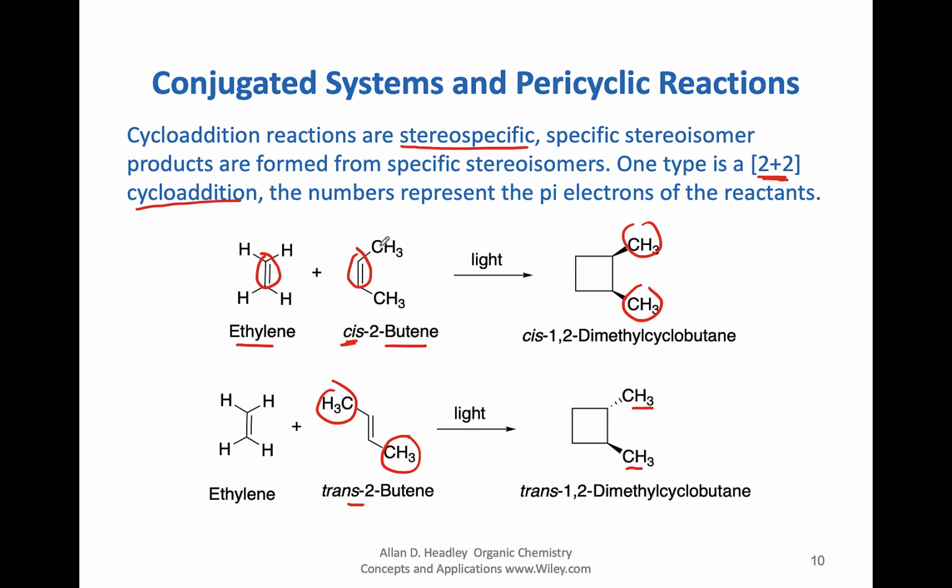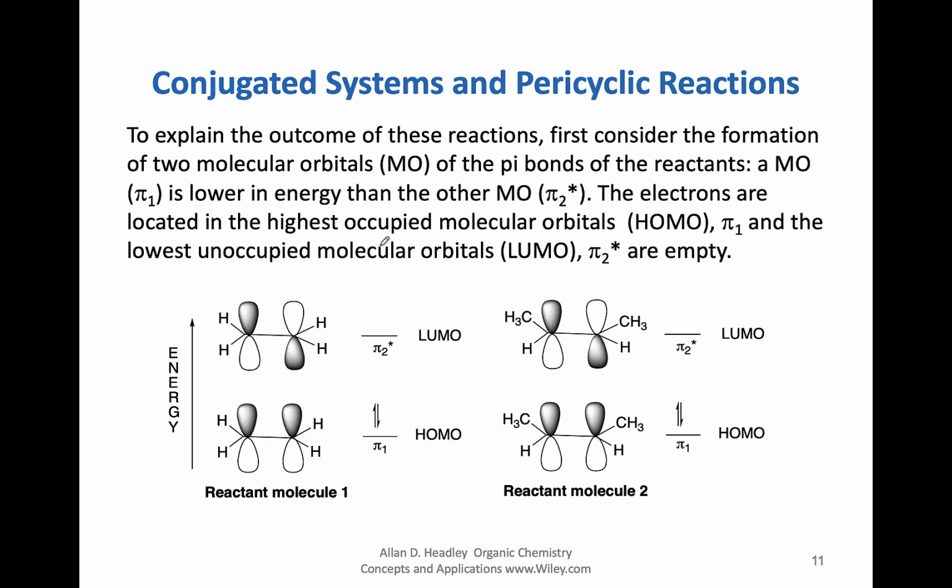Let us see how these reactions work. In this case, we won't have a reaction mechanism because it's a one-step reaction. It takes place in one step. So let us try to use a different approach to understand how these reactions work. To explain these reactions, first, let us look at the formation of two molecular orbitals from the pi bonds.